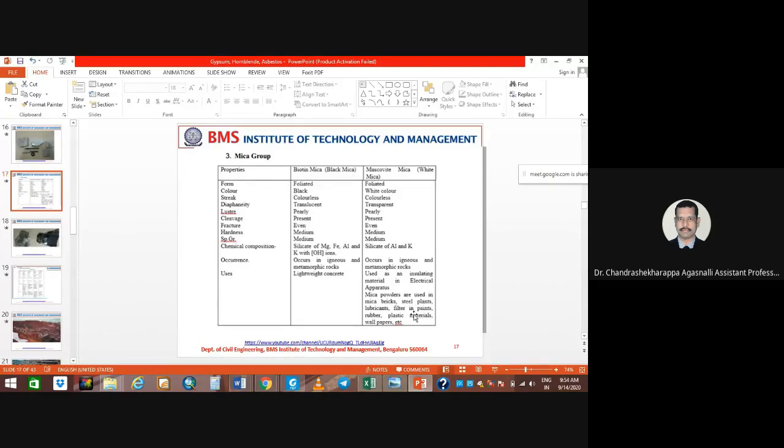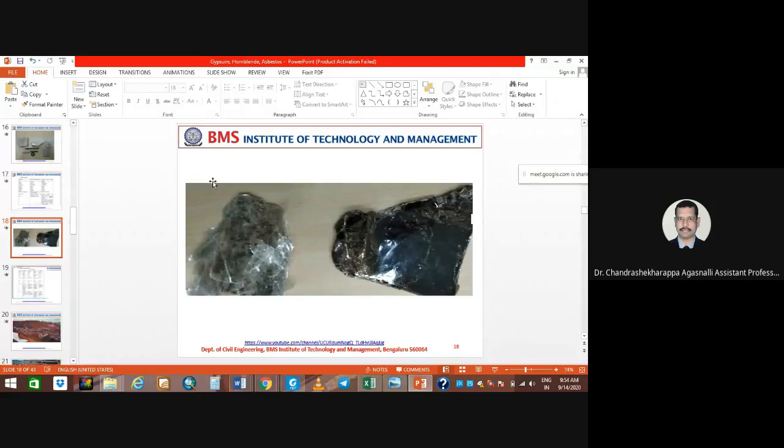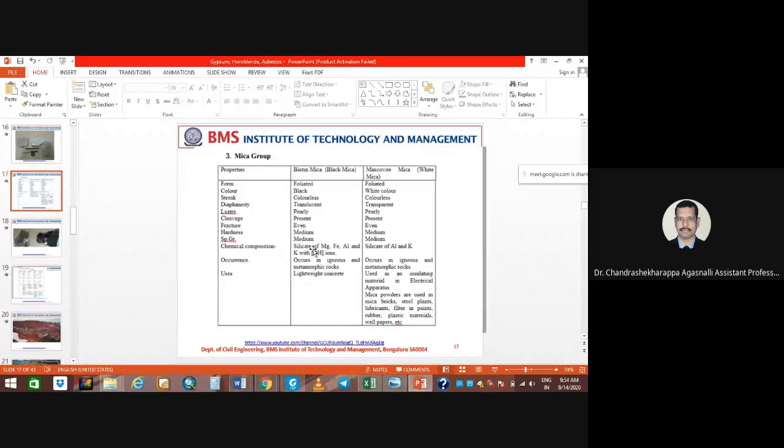filters in paint industries, rubber industries. Okay, and also in plastic materials and wallpapers. You see what the applications and uses are, which are very good especially in the mica group of minerals. Because of the silicate of magnesium, iron, alumina, and potassium, these minerals are used for this.